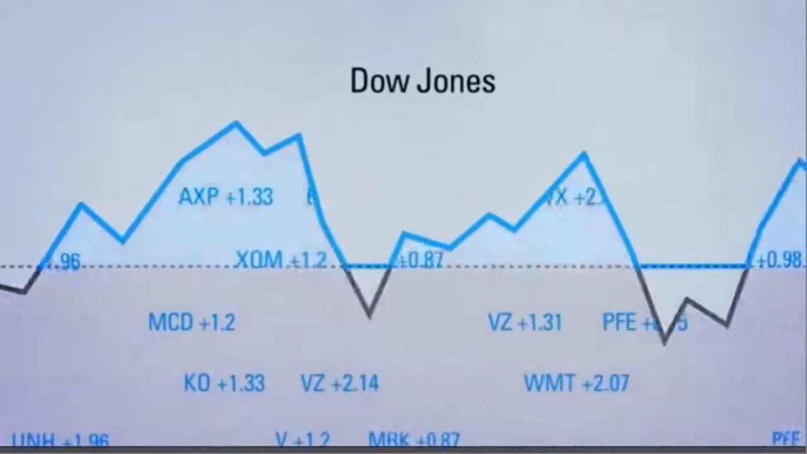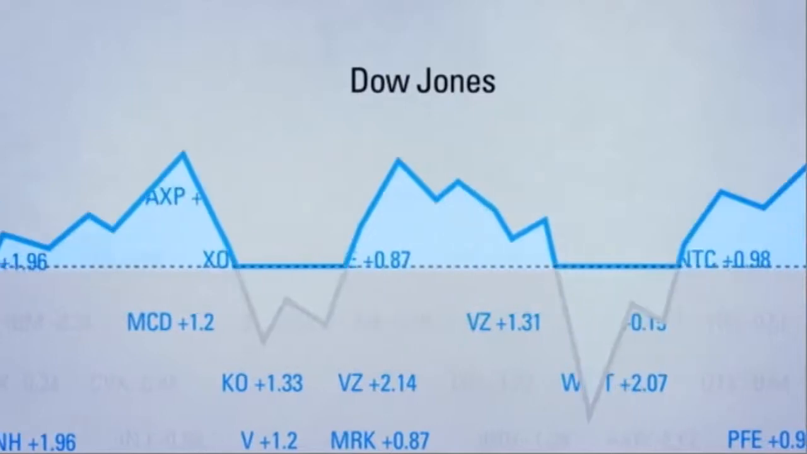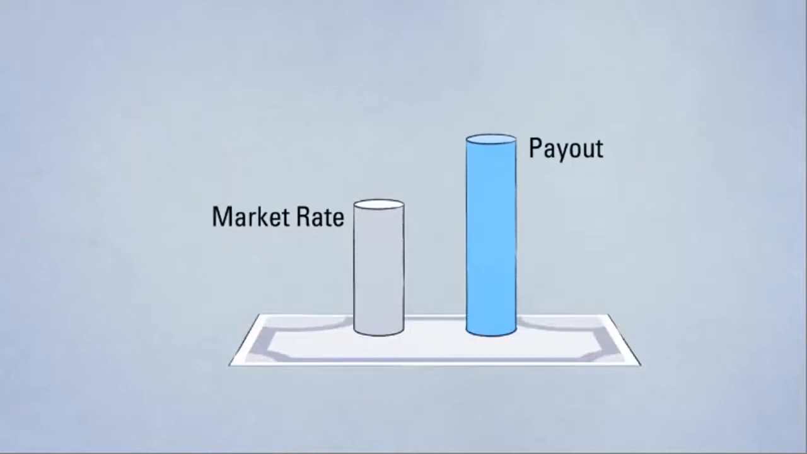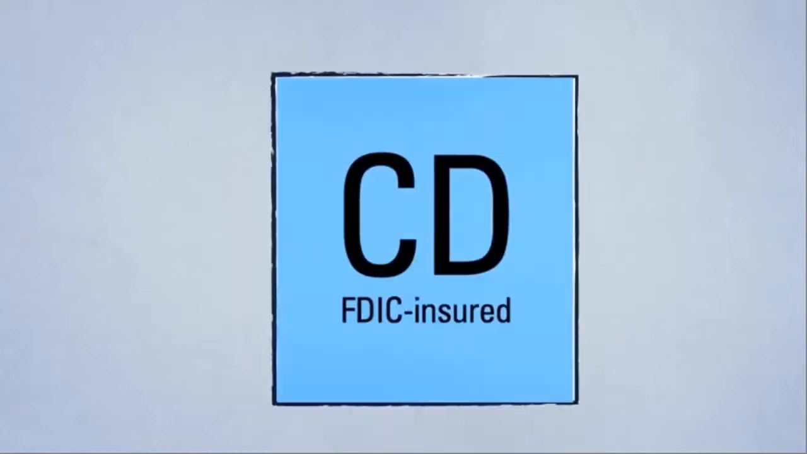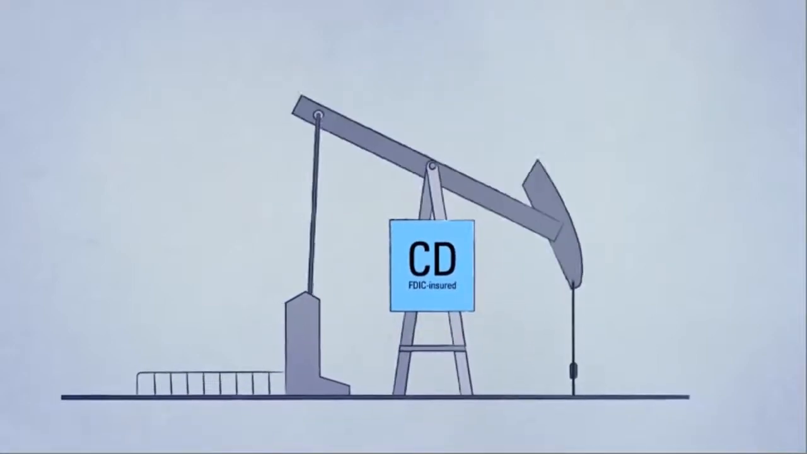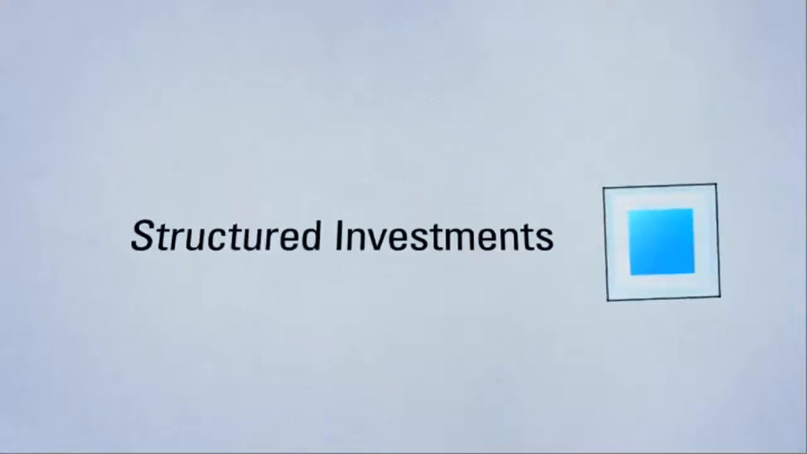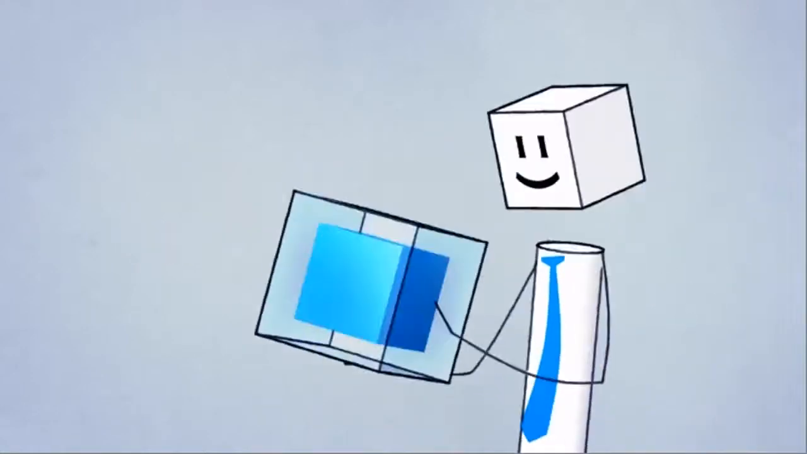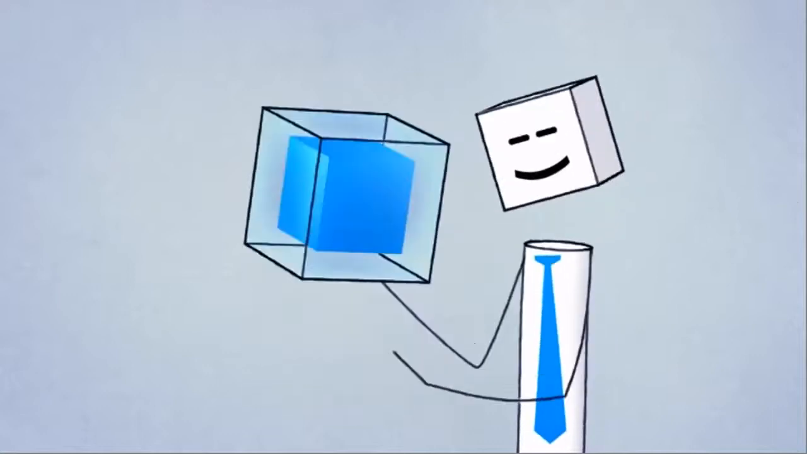What if you could get the upside of a market index, but limit your losses if the market goes down? Or buy a bond that could pay more than the market rate under the right conditions? How about an FDIC-insured CD with a payout tied to the price of oil? Those are just a few examples of structured investments. We'll show you what they are and how they can be used to meet your investment needs.